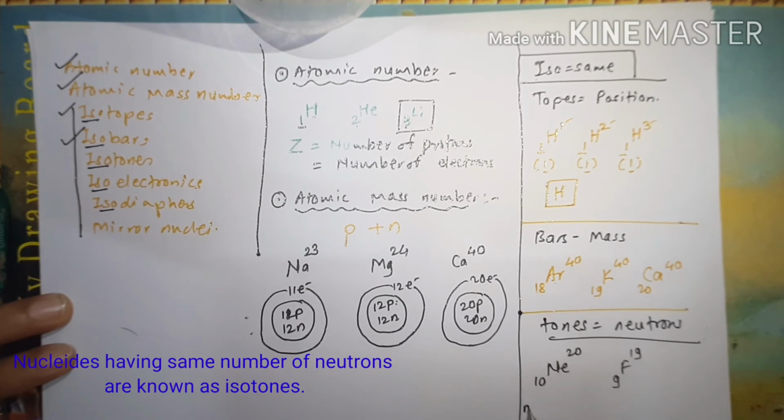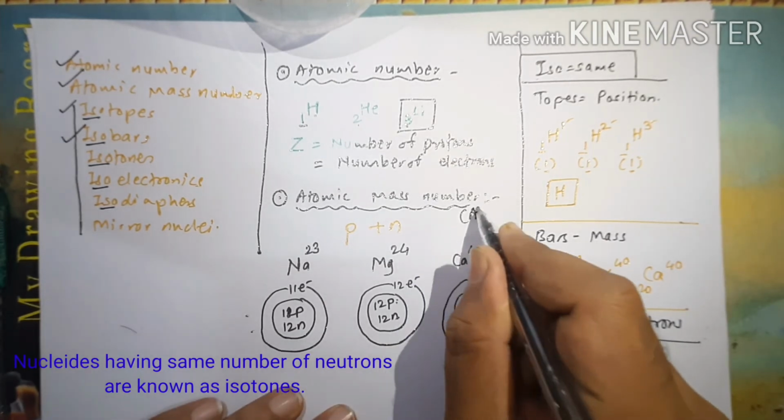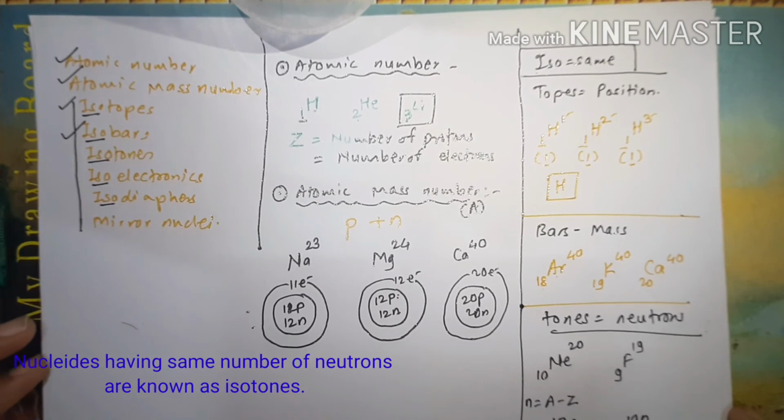The number of neutrons is nothing but A minus Z. Capital A is the representation for the atomic mass number, and Z is the representation for the atomic number. In the case of neon, 20 minus 10, there are 10 neutrons. In the case of fluorine, 19 minus 9, there are 10 neutrons. So these two species have the same number of neutrons, that's why we call them isotones.